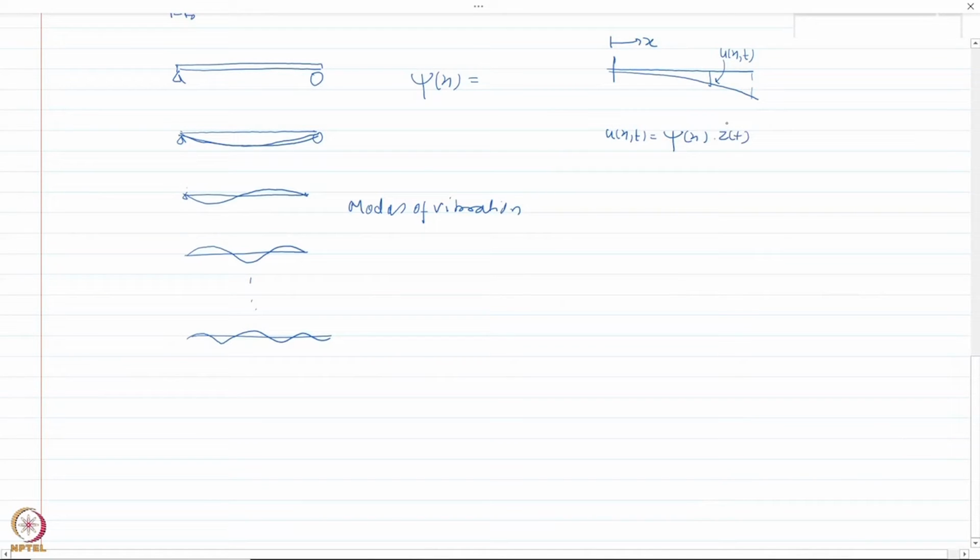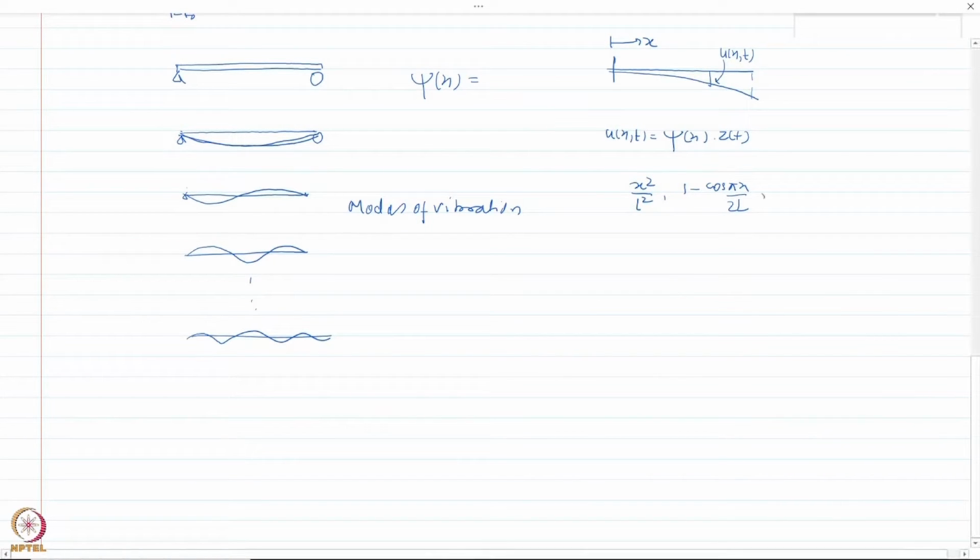Now, the deflected shape can be represented in various ways. I can look at it and see that it represents a parabola. So, the deflected shape can be represented using the expression x square by L square. I can also look at it and see that it looks like a cosine function, such that at x equal to 0, it is 0, and at x equal to L, it is 1.